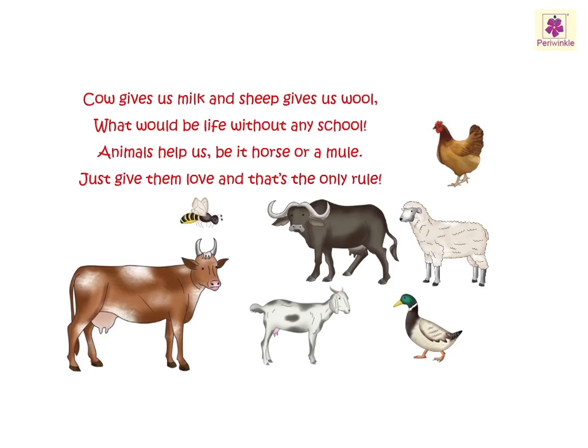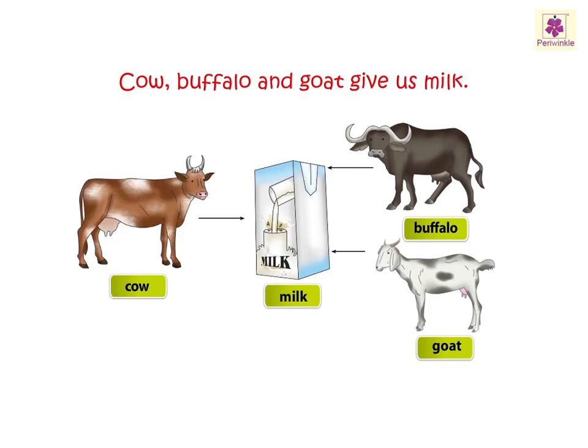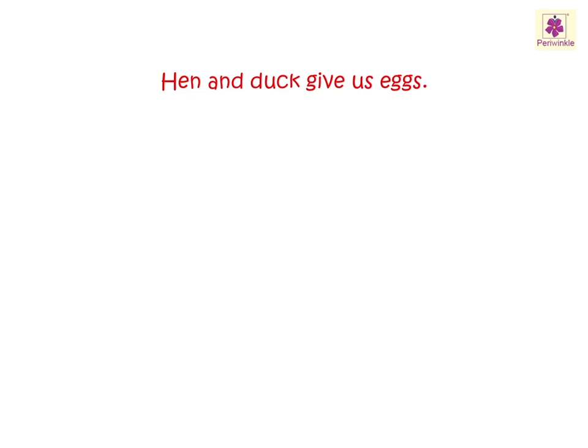Animals give us many things. Cow, buffalo, and goat give us milk. Sheep gives us wool. Hen and duck give us eggs. Bee gives us honey.